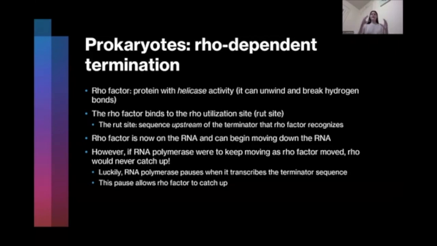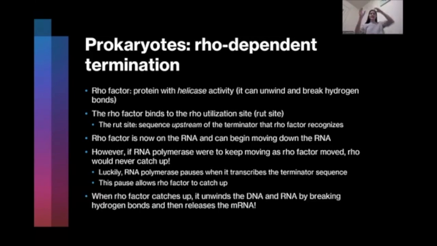However, if RNA polymerase and rho were to both keep moving, rho would never be able to catch up. So what happens is that after RNA polymerase transcribes the termination sequence, it's going to stop, allowing rho factor that bound way over here to catch up. And once it catches up, it uses its helicase activity to unwind the DNA and RNA by breaking those hydrogen bonds, and then your mRNA is released to go do translation.